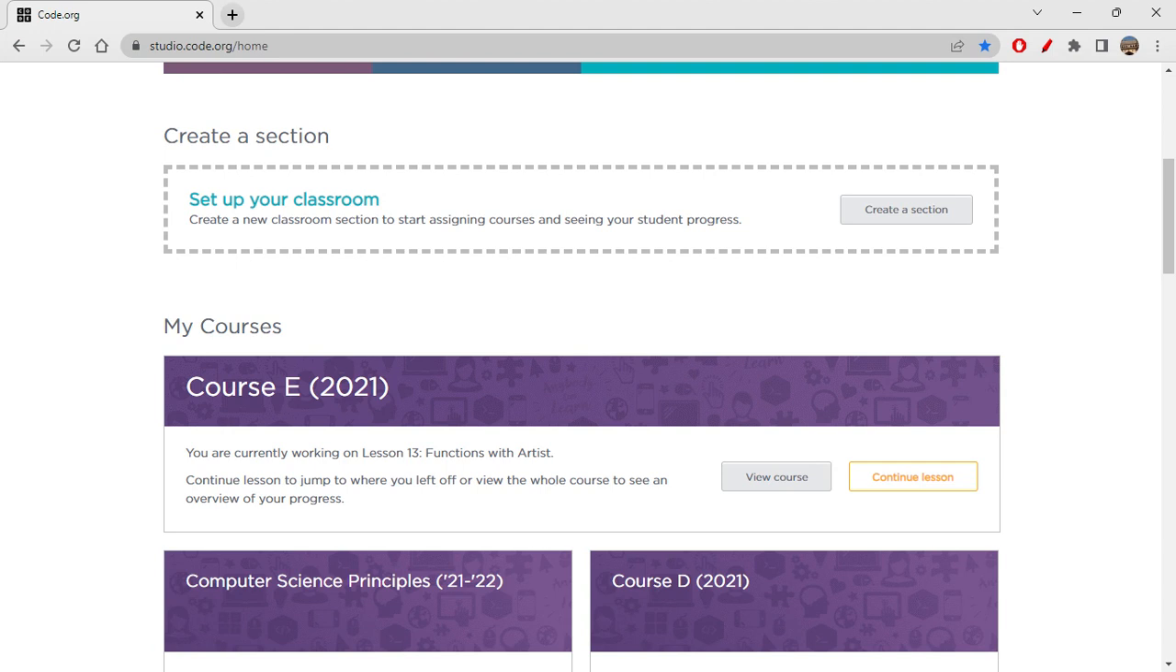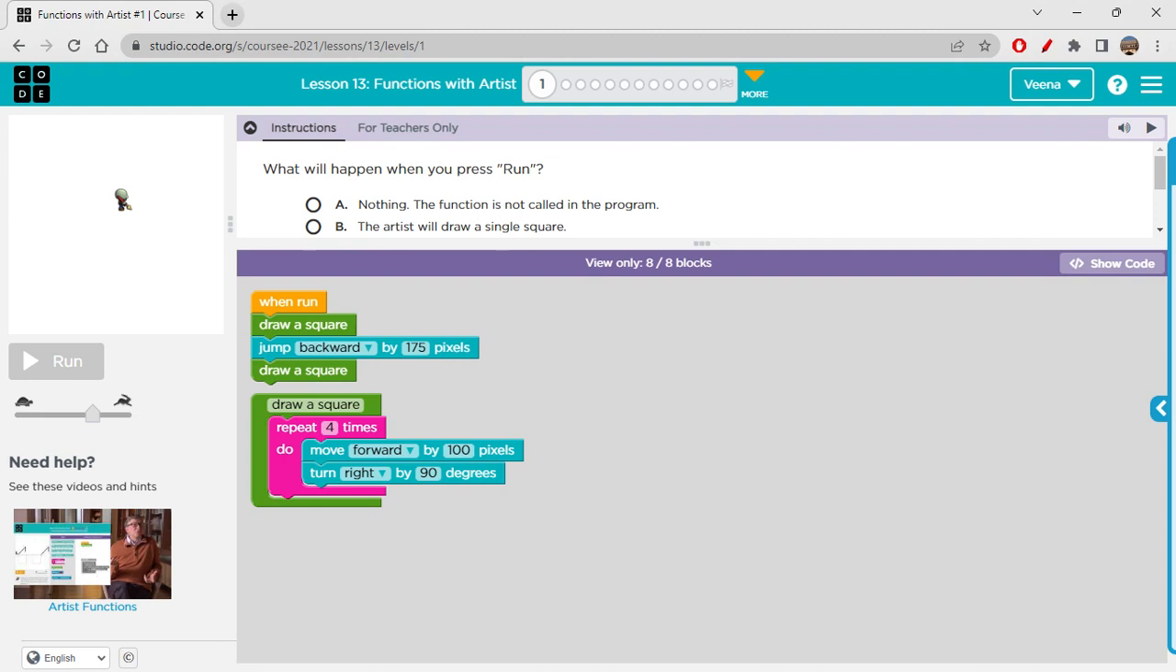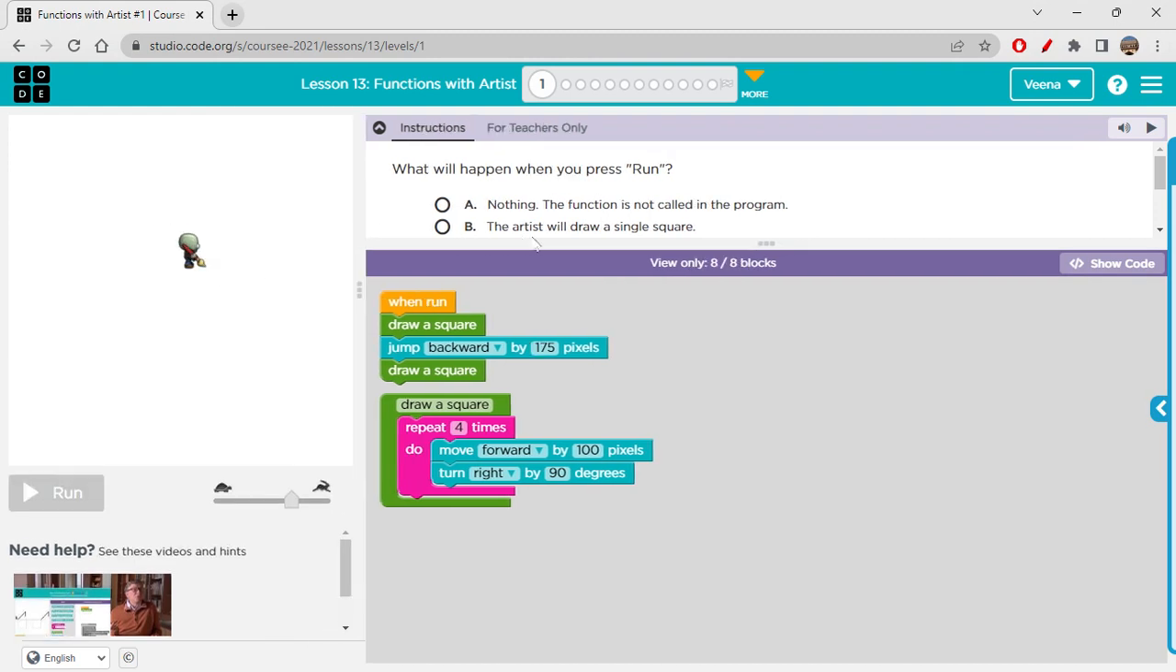Okay, so we're starting off with lesson 13. So I'm just clicking on continue lesson to start off with this. And functions with artist. So you already might have learned about functions. Why am I saying this? Because we've already discussed functions in our previous videos, right? If you've not been watching them, please do go back and watch so that you can understand what exactly a function is, where we can use it, how we can use it, and why to use it, right? Every single thing is actually provided there. Please do go back and watch in the programming concepts series, right?